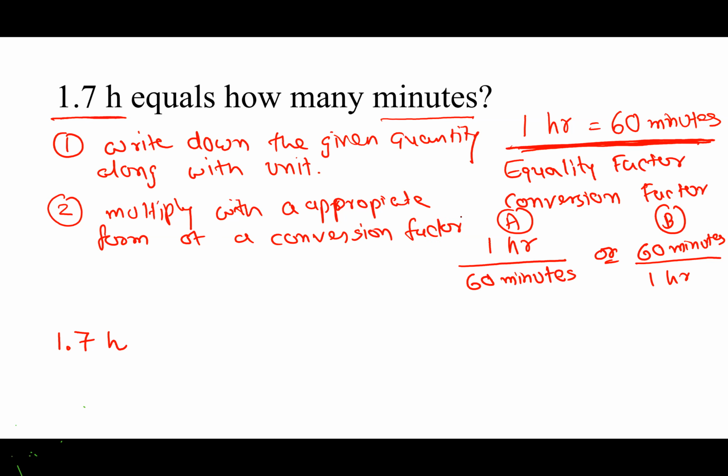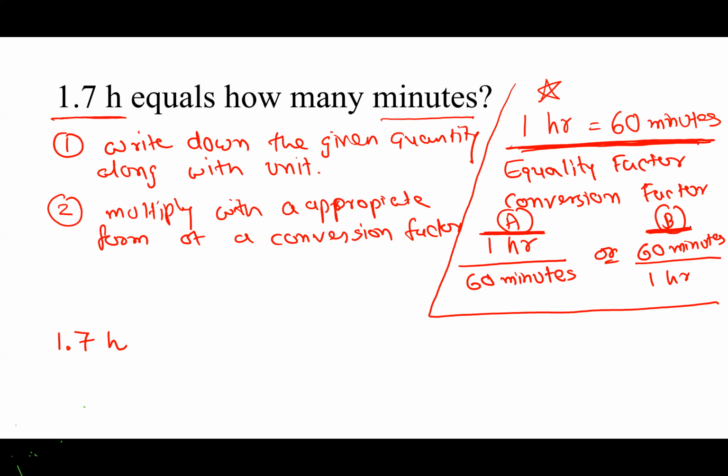As I just mentioned on the side, there are two ways we can write the conversion factor. First of all, we need to have the equality factor. Either it is given to you or you need to find it out. That's the first point. Once you have the equality factor, you can write it in this conversion factor form, in which we put hour on the top and minute on the bottom, or you can write it in the B form, in which we put minute on the top and hour at the bottom.